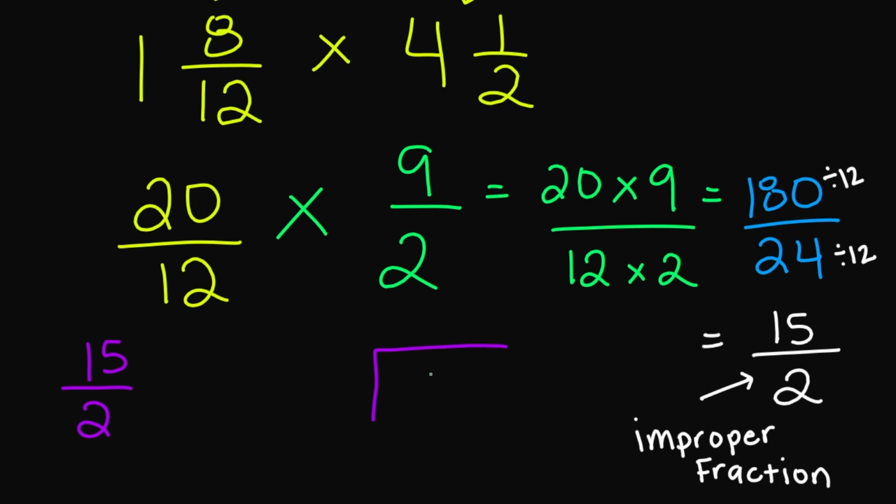We have our 15 on the inside, and then 2 is on the outside. 2 goes into 15 7 times. 2 times 7 is 14. 15 minus 14 is going to equal 1. So your answer is going to be 7 and 1/2.